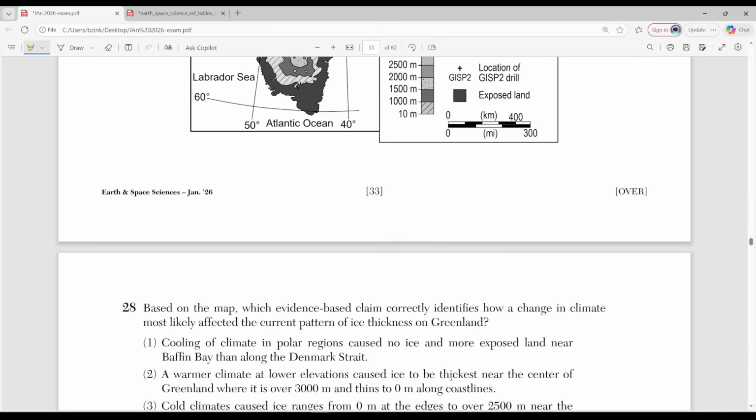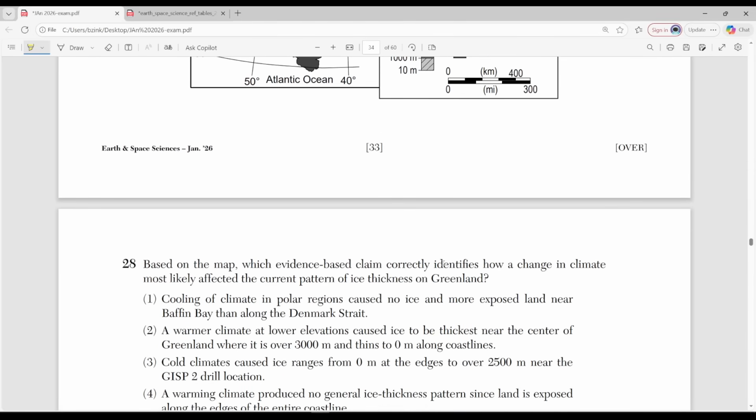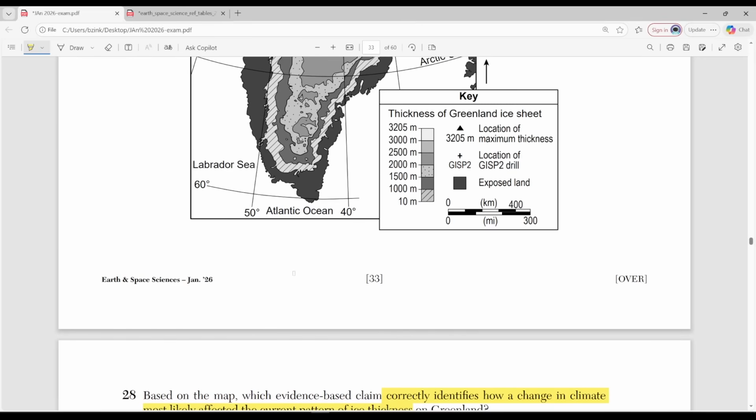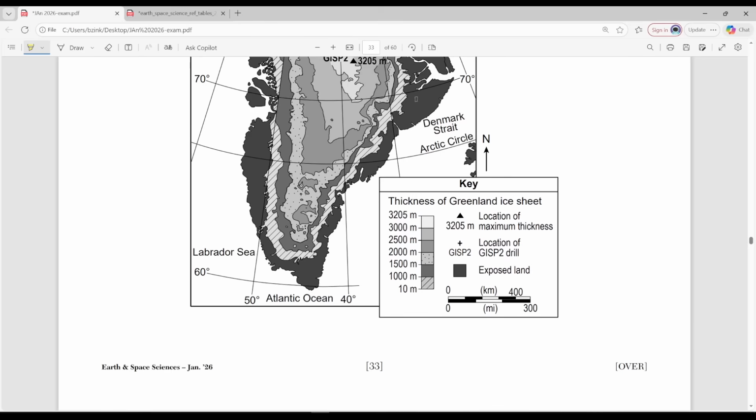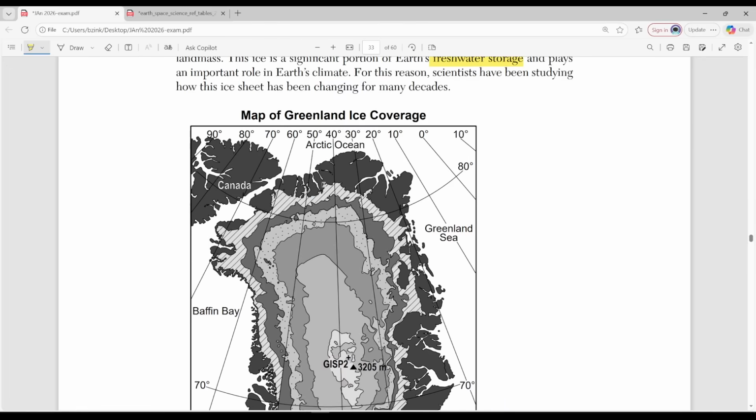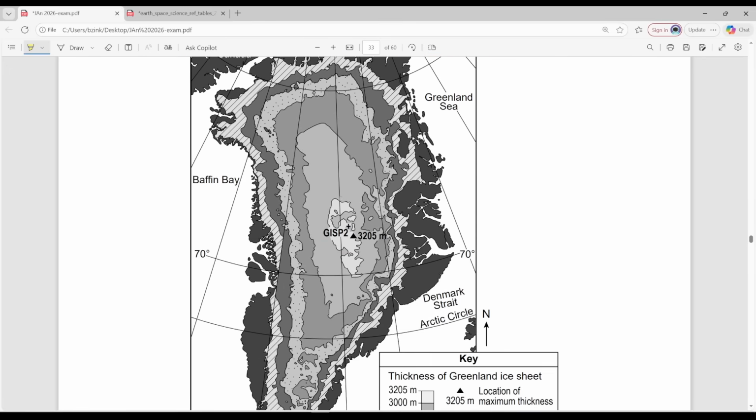Based on the map, which evidence-based claim correctly identifies how a change in climate most likely affected the current pattern of ice thickness? So it seems like exposed land is here, so it's melting out here. It's melting around the outside because that's exposed land, and then it's thin here, and then it's getting thicker and thicker and thicker as you go towards the middle. And that's happening from outside to in.